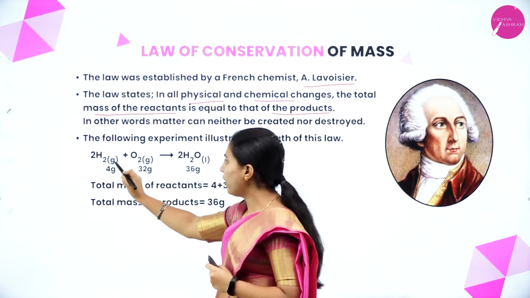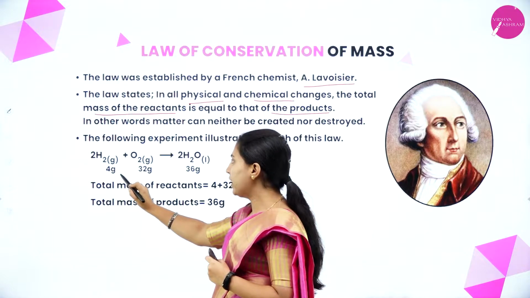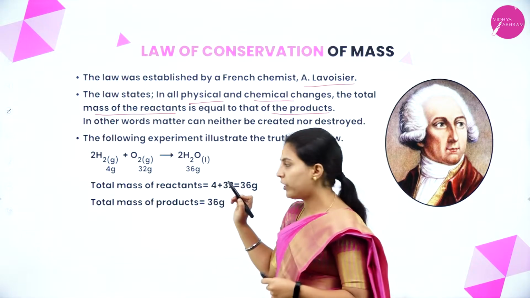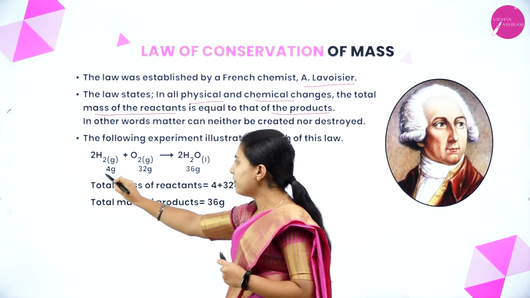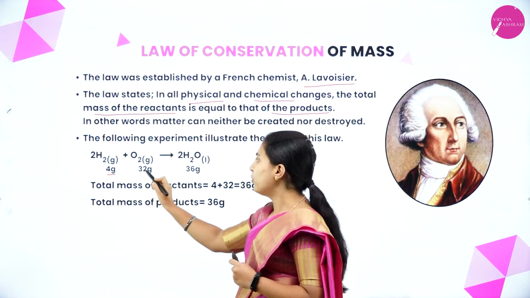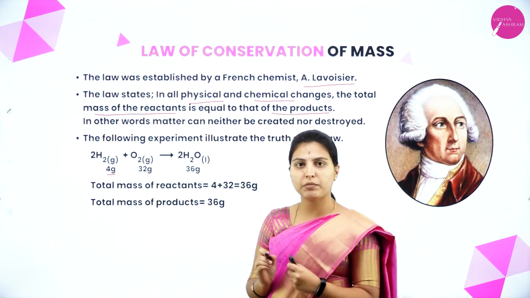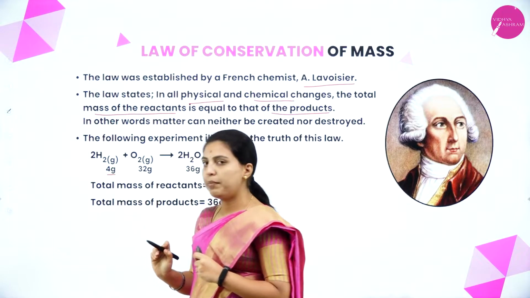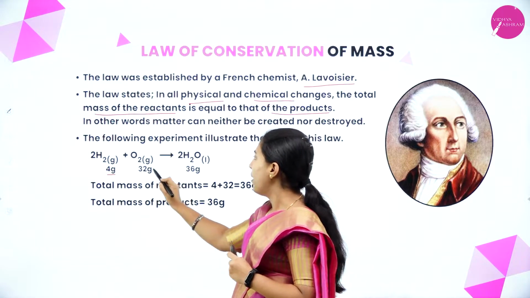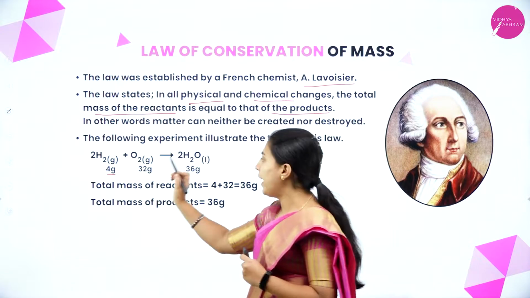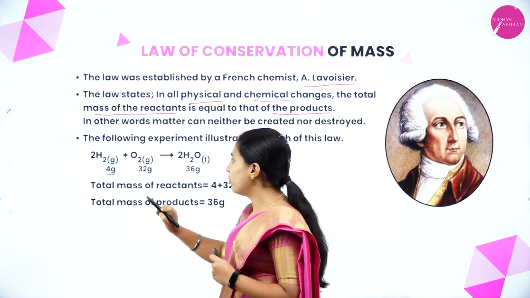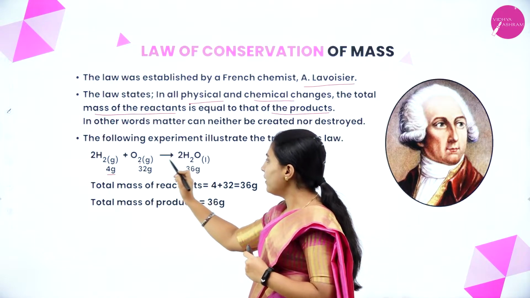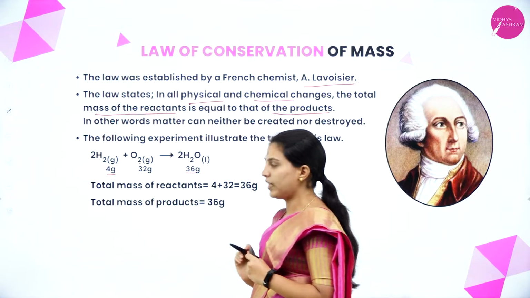See here, 2 molecules of hydrogen are taken with oxygen. What will it form? 2 molecules of water will form. But here the mass will be 4 gram of hydrogen and 32 gram of oxygen. How is the 4 gram of hydrogen given? The mass of hydrogen is 2, multiplied by 2 is 4. The mass of oxygen is 16, again multiplied by 2, which gives 32. Overall, 32 plus 4 is 36.